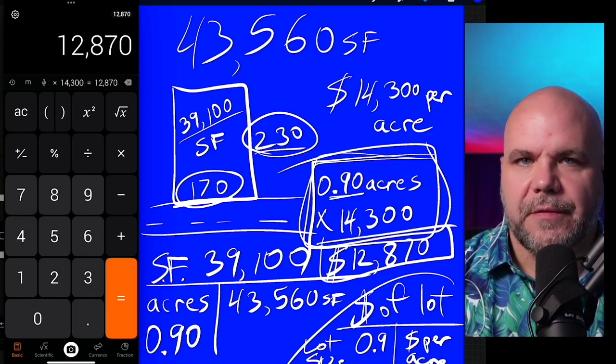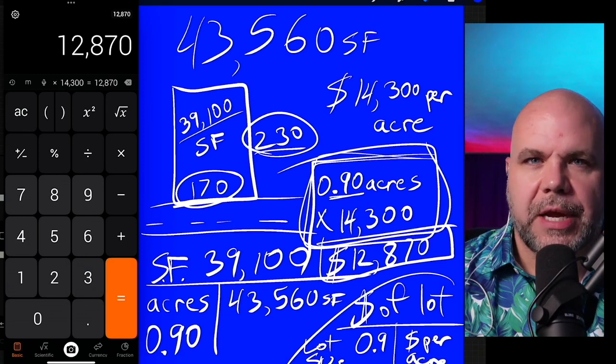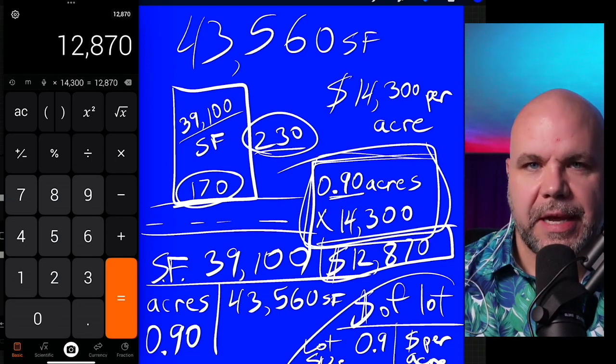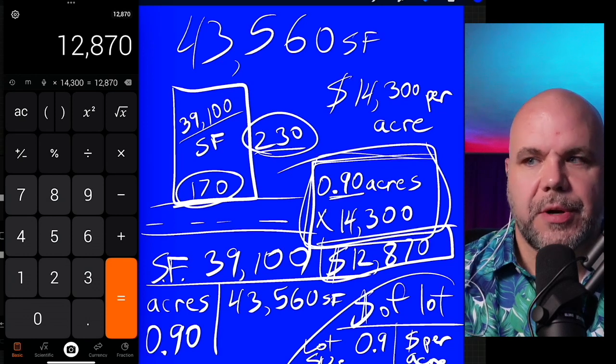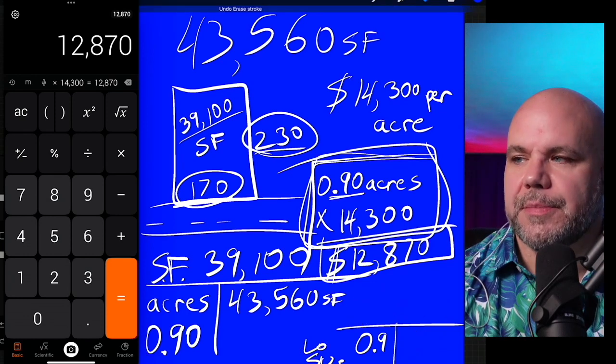So this kind of conversion, they give you dimensions and the price per acre, and they ask you for the price of the lot. It's going to require converting the square feet into acres and then multiplying that amount of acres by the price per acre. But let's do another one. Are we good to erase this and I'll set up another one?